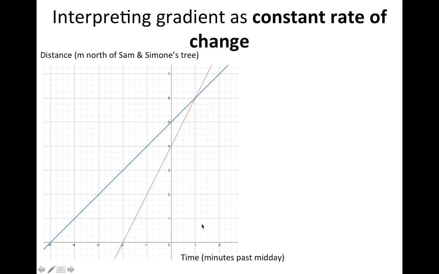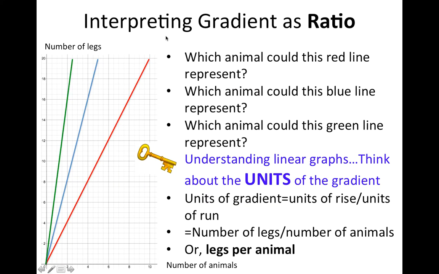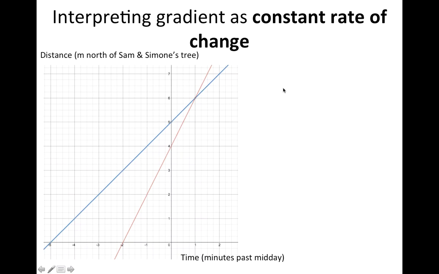So let's look at another example. So that was looking at interpreting it as a ratio. Now we're looking at it as a constant rate of change. So you may remember Sam and Simone, the sloths from before, and they were walking north and leaving from their tree. The question is, determine the gradient of the red line.